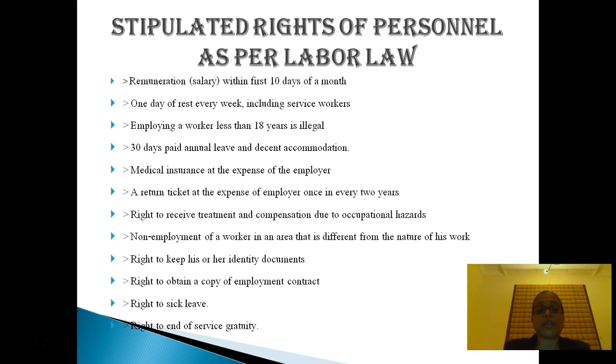Employees are entitled to have a return ticket at the expense of the employer once in every 2 years. They should have the right to receive treatment and compensation due to occupational hazards. Non-employment of a worker in an area that is different from the nature of his work. Should have the right to keep his or her identity documents. Should have the right to obtain a copy of the employment contract. They have the right to have sick leave and the right to end of service gratuity.